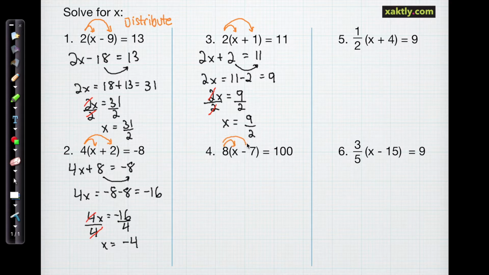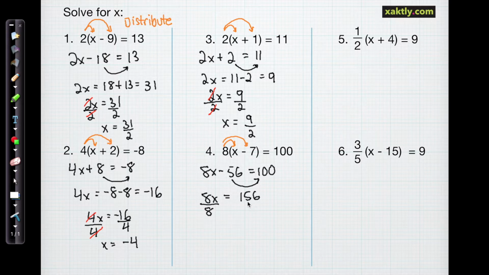Same idea on number 4. 8x minus, let's see, 8 times 7 is 56, is equal to 100. Add the 56 to both sides, or move the 56 to the right by addition. So we get 8x is equal to 156.